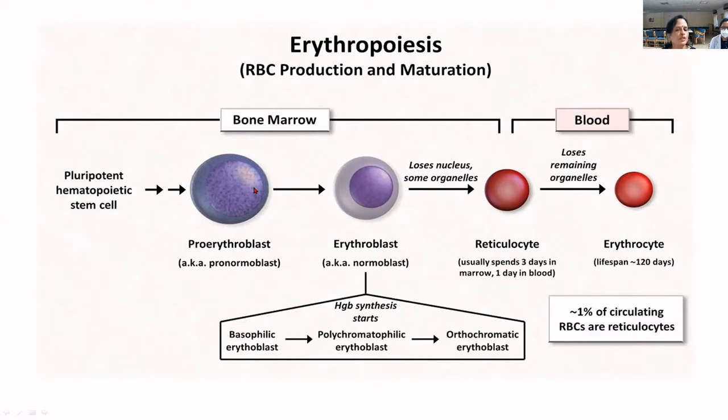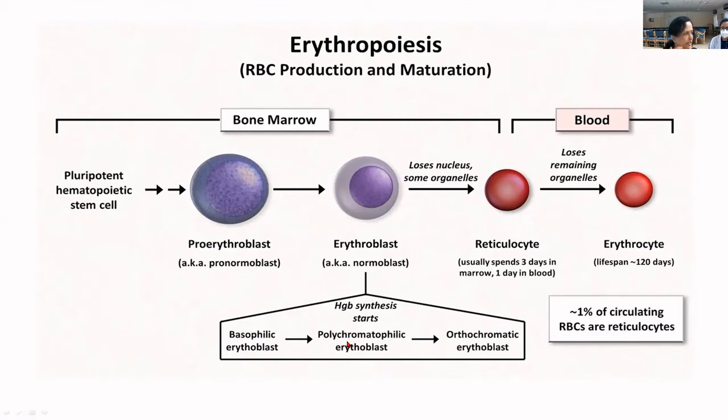So from the proerythroblast, we see three series of cells developing. Okay, so we call them erythroblast or normoblast. So what are these three series? One is early, intermediate, late. That is what you have shown here. So early erythroblast is also called basophilic because it's got blue color cytoplasm. So then intermediate normoblast is called polychromatophilic. So it starts getting that pink and blue color in the cytoplasm.